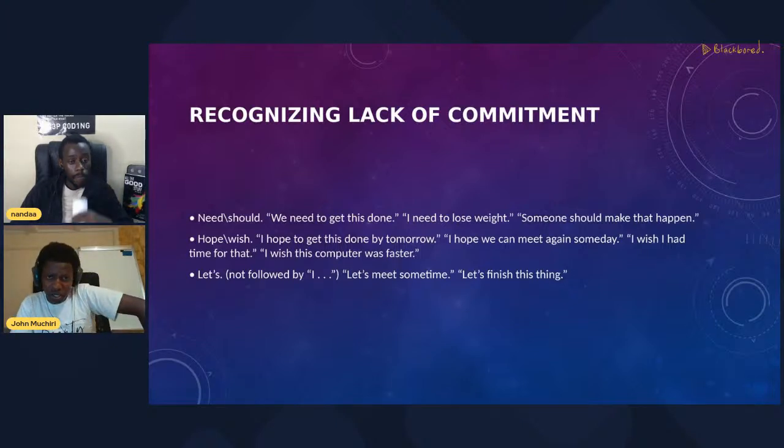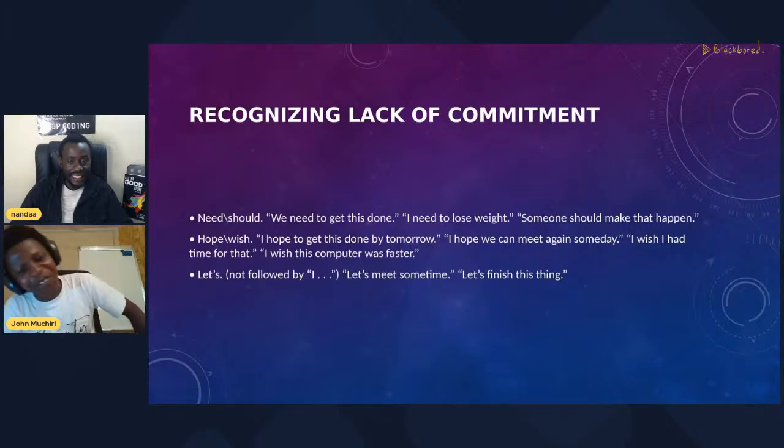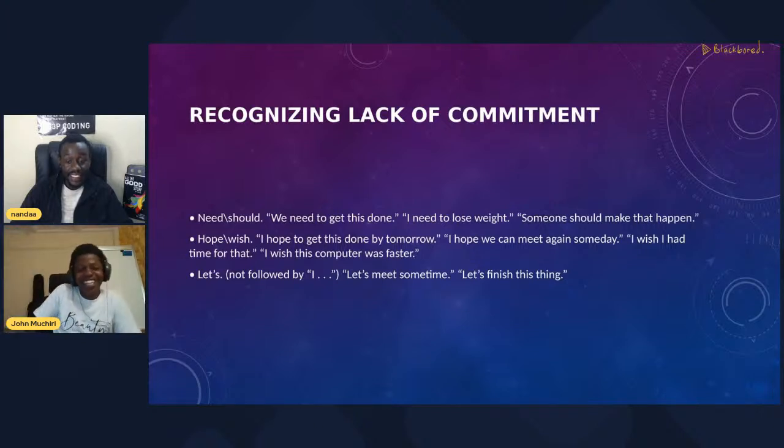Something else you will recognize as lack of commitment is when you find words like hope and wish. I hope this will be done by tomorrow. The boss is telling you, make sure that this is working tomorrow, and you say, I hope, I wish, I hope this will work tomorrow. Just know when you hear hope, definitely tomorrow it will be the same.